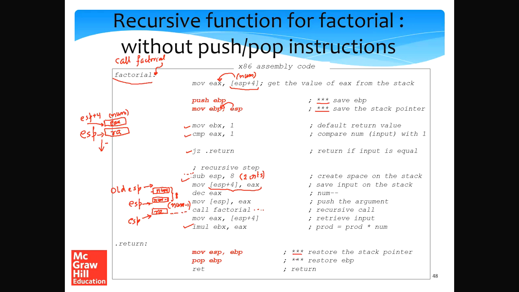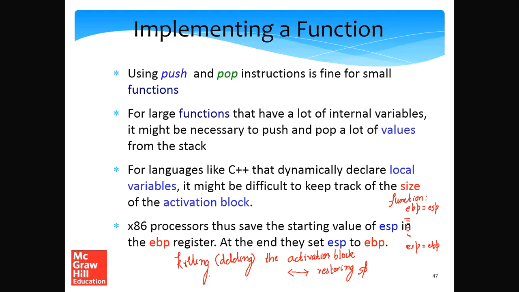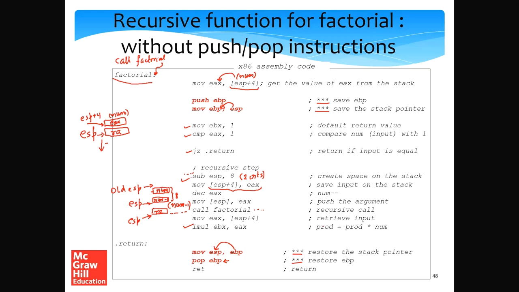Then we have these 2 extra lines here. So we restore the stack pointer. Whatever was there in EBP, we put it into ESP, and we restore the value of EBP by popping it. And we return. So in a nutshell, what did we achieve? This program is exactly the same as this program, right? But here the only difference is we are not using push and pop instructions. Instead, we are explicitly managing the stack.